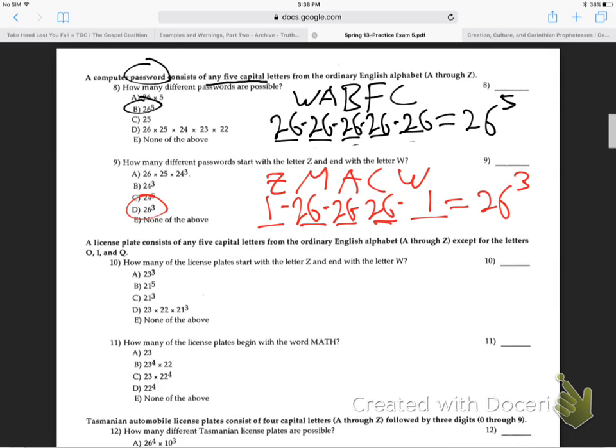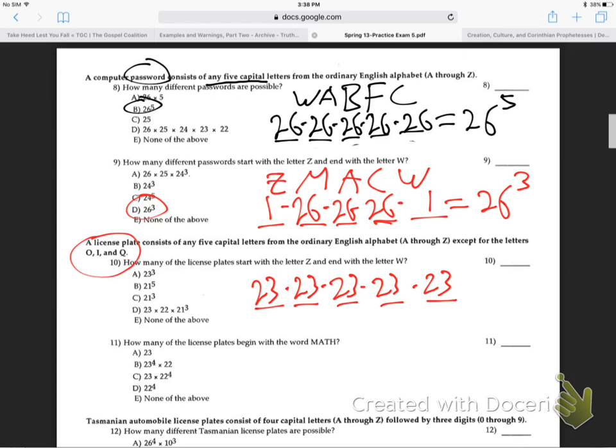Number 10. Okay, this time, last with 5 capital letters. Oh, except for the letters O, I, and Q. So they're ruling out 3 letters. No O, I, and Q. All right. So 5 letters again. So 2, 3, 4, 5. So that means that there's 3 letters you can't choose from. There's 23 options, huh? 23 options. Right? So 23 to the 5th. Is that there? Is that one none of the above?